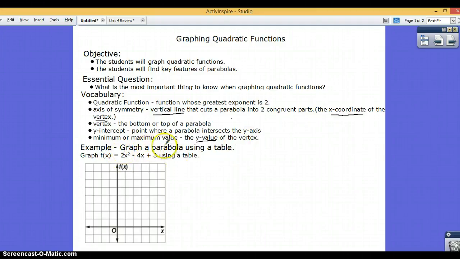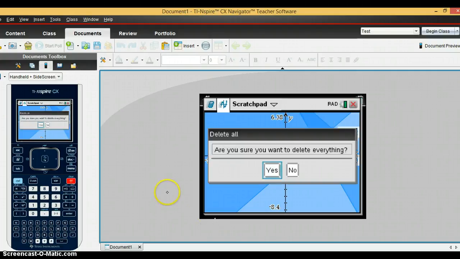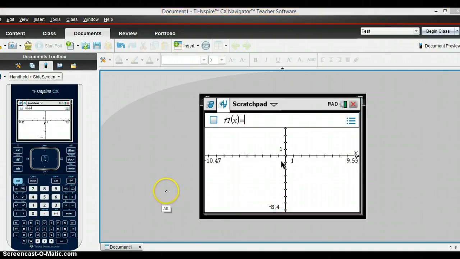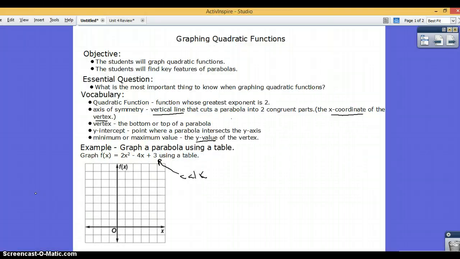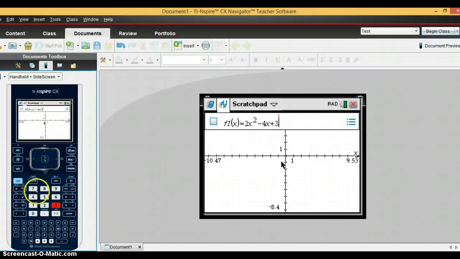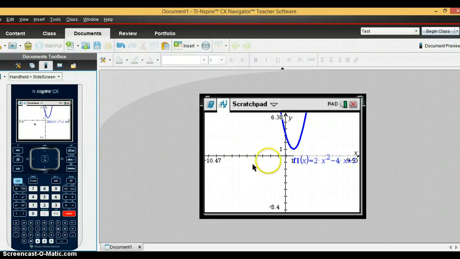So we want to graph a parabola using a table. So we're going to graph this. We're going to put this in our calculator. So that's going to go into the calculator. Alright, so we don't need this anymore. So tab, we have 2x squared minus 4x plus 3. Alright, so there's our graph.